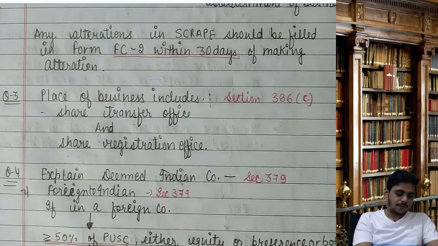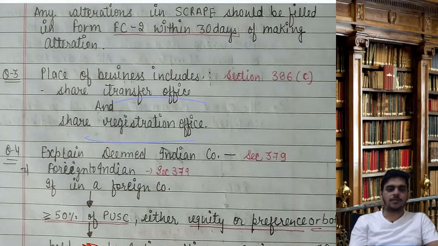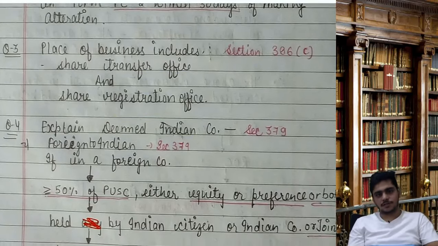Then, sir, what does place of business include? Section 380(1)(c). It includes share transfer office and share registration office.